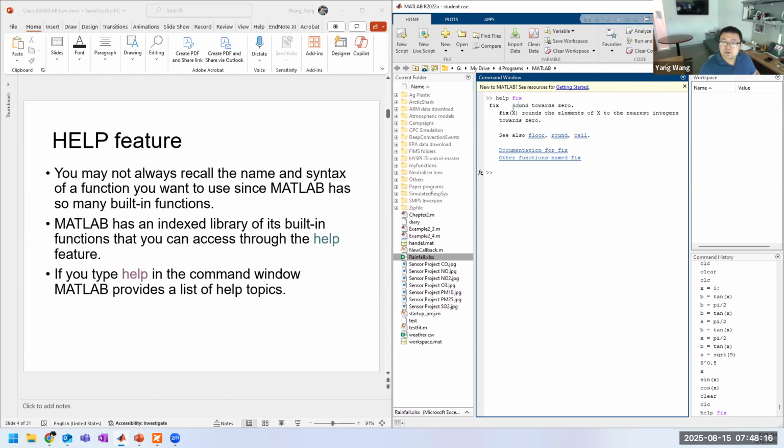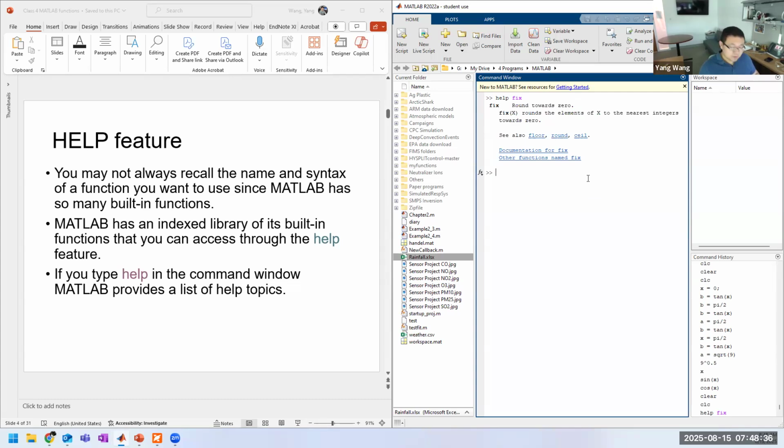So basically it tells you that the purpose of this function is to round towards zero. So fix x rounds the elements of x to the nearest integer towards zero, right? See also floor, round, or ceil. These are the functions that people can use for other types of rounding.